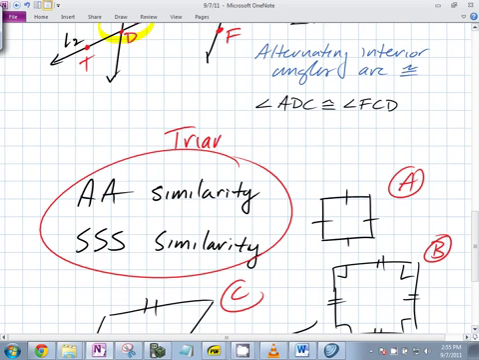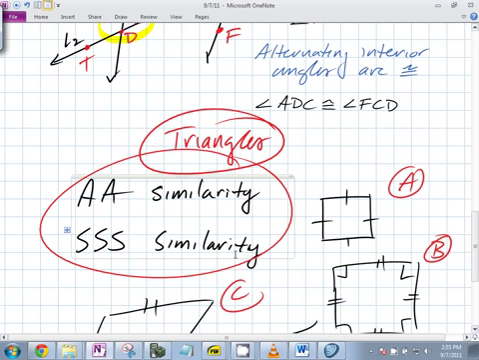So these rules right here only work for triangles. So are we going to stay in triangle land for a little while? Yeah. Are you happy to stay in triangle land for a little while? Yeah. Yes.